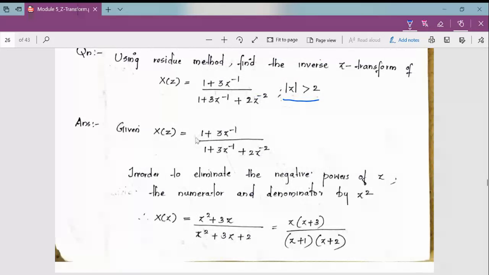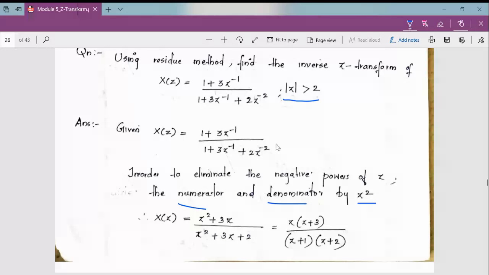So given x of z as 1 plus 3z raised to minus 1 divided by 1 plus 3z raised to minus 1 plus 2z raised to minus 2. What we have to do at the very first is eliminate these negative powers. In this question they have given x of z with negative powers of z, so we have to eliminate them. In the previous session, in the partial fraction method, I told you how to eliminate negative powers. So here, to eliminate the negative powers of z, we multiply the numerator and denominator by z square.